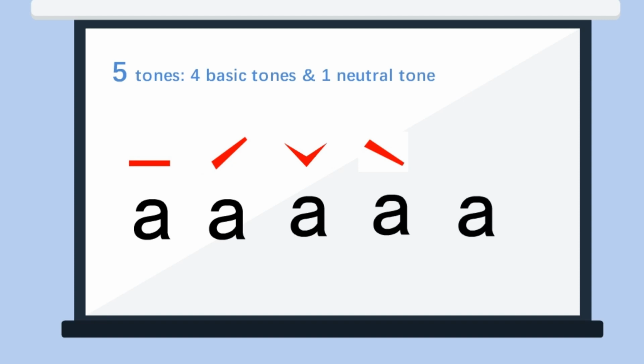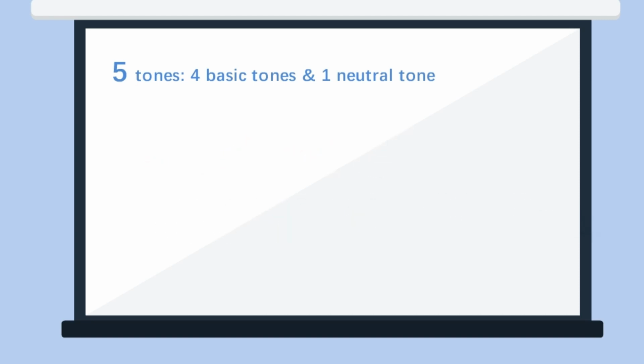The fifth tone, also known as a neutral tone, is a very short and light sound. Let's review other 6 simple vowels in 5 tones now.